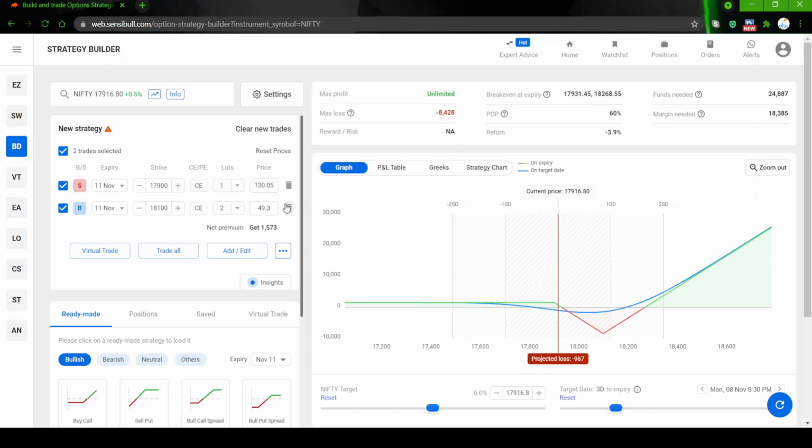So after 18150 only, these calls will start gaining, and it has to gain another 20-30 points to cover the loss that we are having here, because this call will also start gaining tremendously if the market is going up, right? So if the market is expiring exactly at 18100, what happens? Your 18100 call will become zero, meaning there is nothing left here. But this 17900 call that you sold will have a lot of value. It will have 200 rupees here.